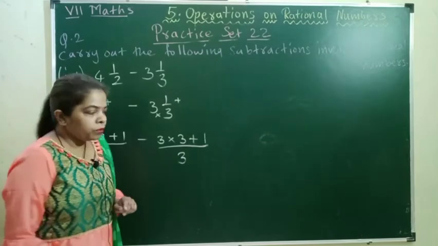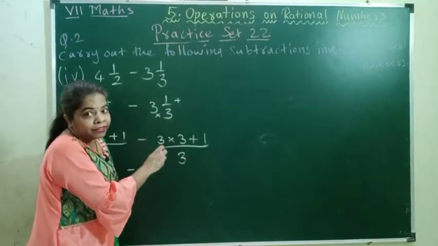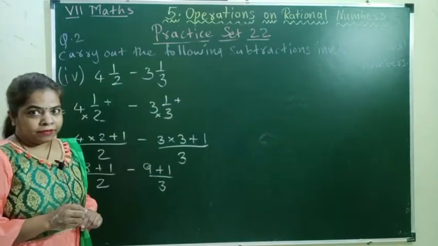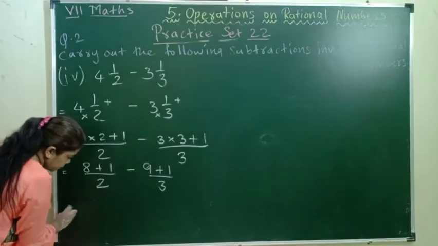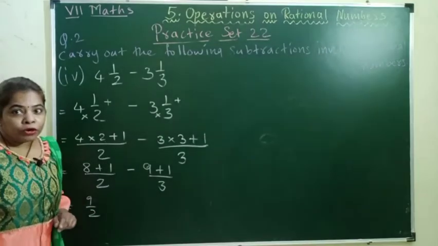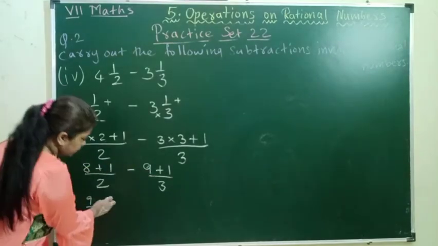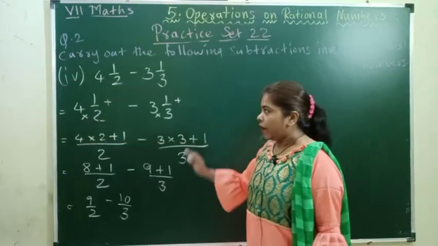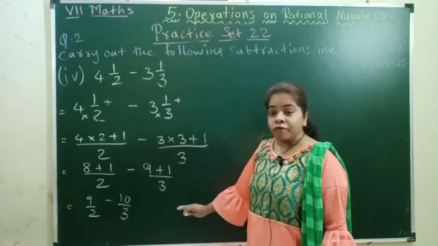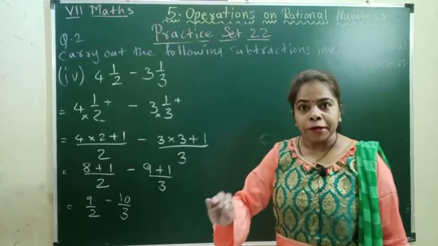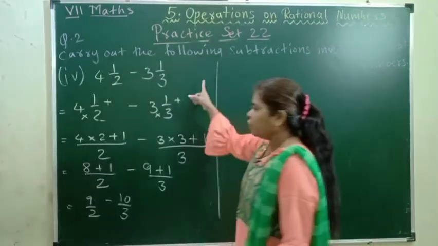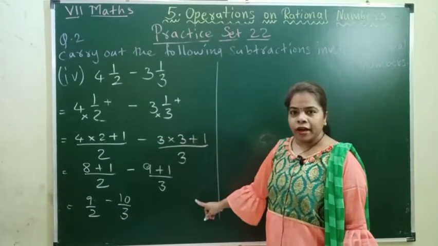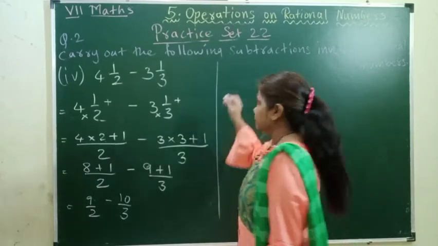plus 1 upon 2 minus 3 threes are 9 plus 1 upon 3. 8 plus 1, 9 upon 2, 9 plus 1, 10 upon 3. See children, now we have got our sum in a fraction form. Now we are going to subtract them. Hopefully children, all of you have understood till here. See what we have done. Now we will subtract them.